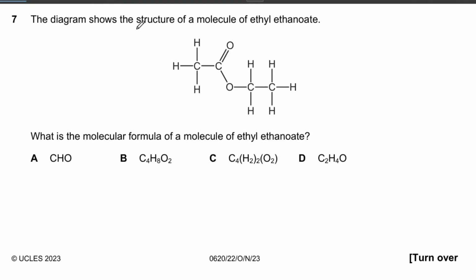Question 7. The diagram shows the structure of a molecule of ethyl ethanoate. This is an ester. What is the molecular formula of a molecule of ethyl ethanoate? So molecular formula is simple. Just count the number of carbon, hydrogen, and oxygen. That's all. So here we have 1, 2, 3, 4 carbon, so it's going to be C4. And then we have 1, 2, 3, 4, 5, 6, 7, 8 hydrogen, H8. Then we have 1, 2 oxygen, O2. So our answer is B, C4H8O2. That is how you write a molecular formula.